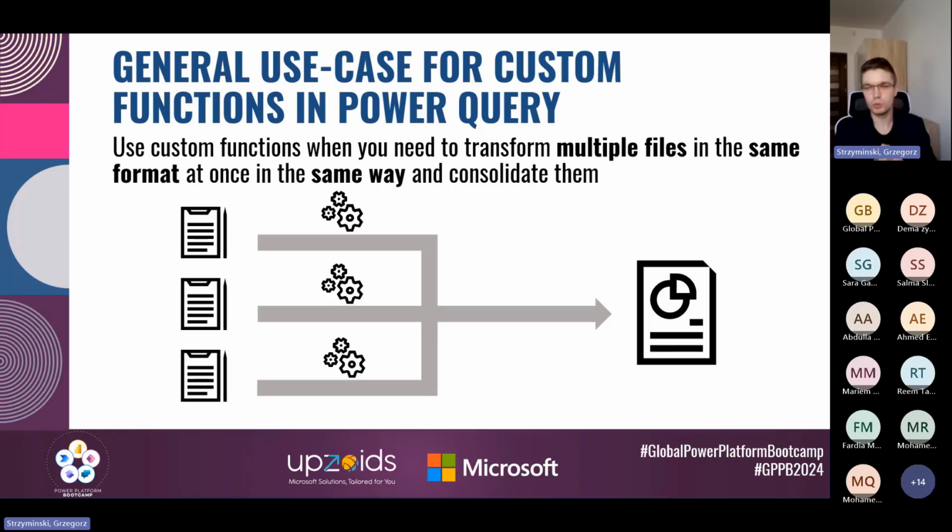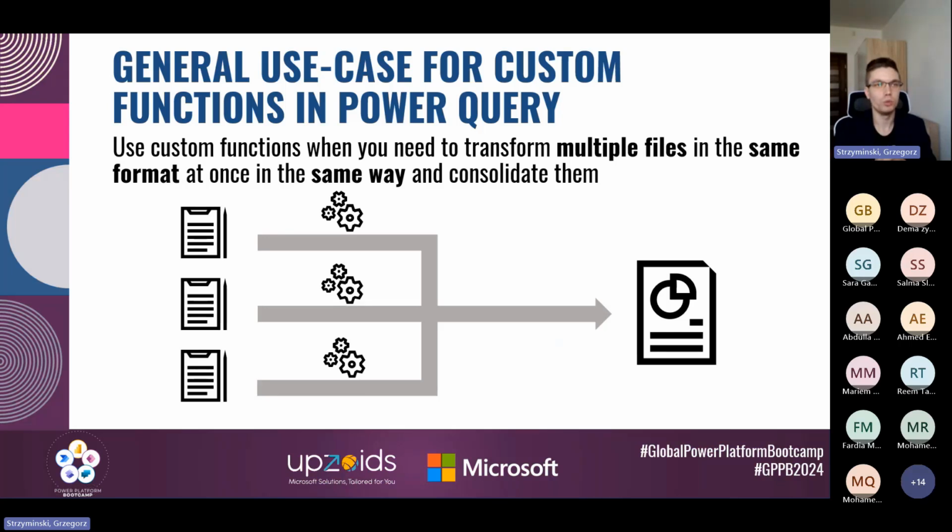So from this definition, we have 3 key points that we need to have in order for the Power Query custom functions to work correctly. So first, we need multiple files because it only makes sense to create a function and apply it over multiple inputs if we have multiple inputs.